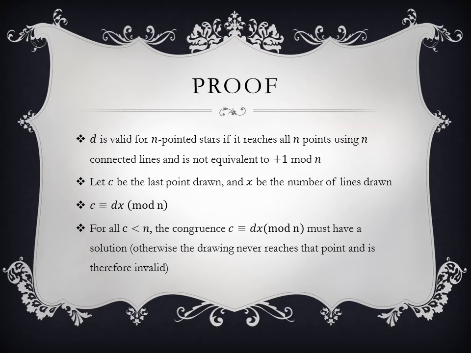To prove our hypothesis, we must first remember that a valid star reaches all n points using exactly n lines. We'll number the points along the circle from 0 to n minus 1. We'll call c the number of the last point reached, and x the number of lines drawn. Since we move by d points with every line, c is congruent to dx mod n. The drawing has to reach every point, so the congruence for c must have a solution for every possible value of c.